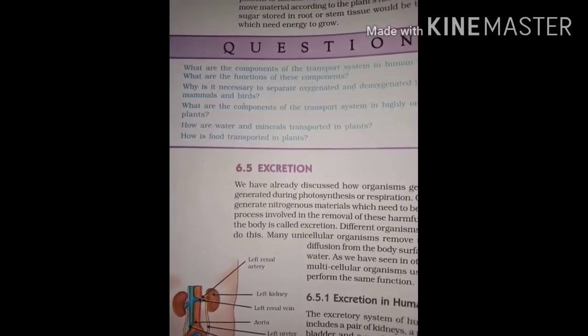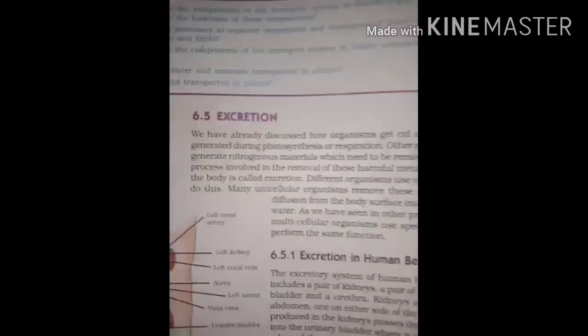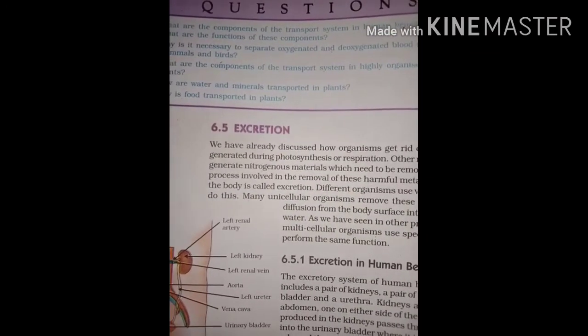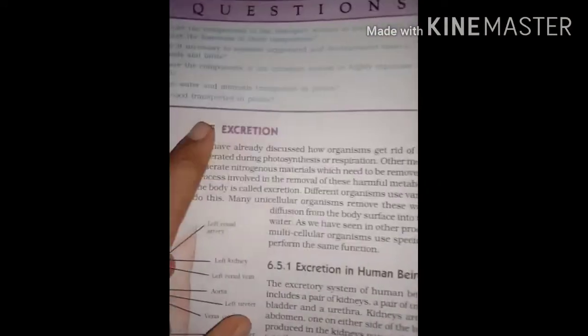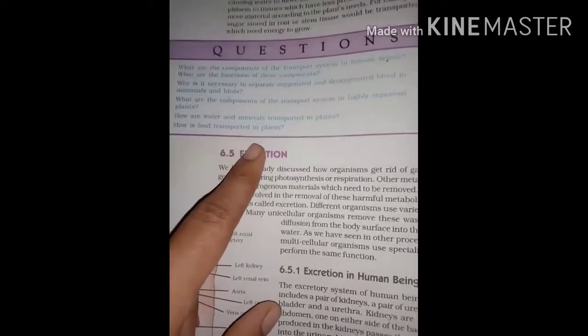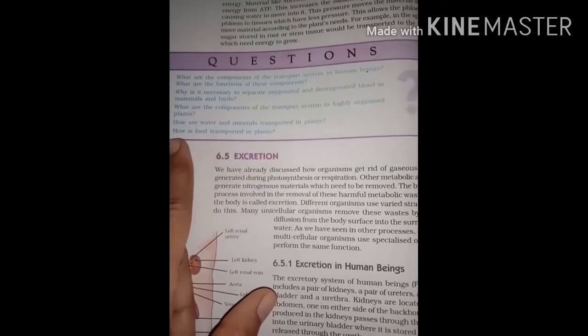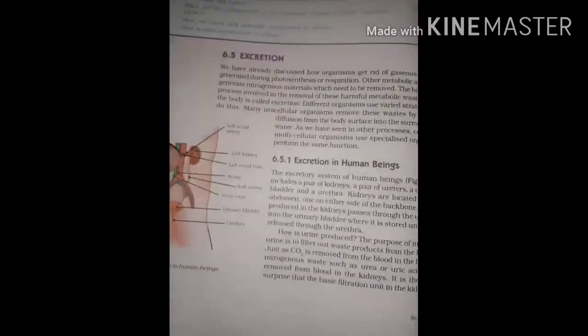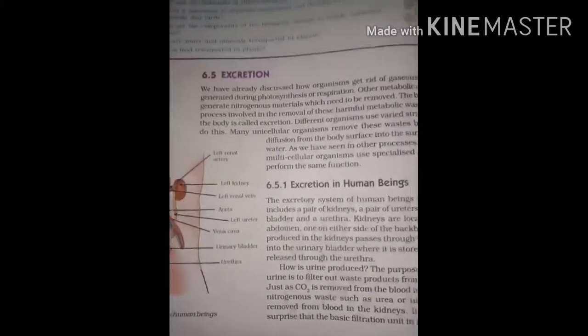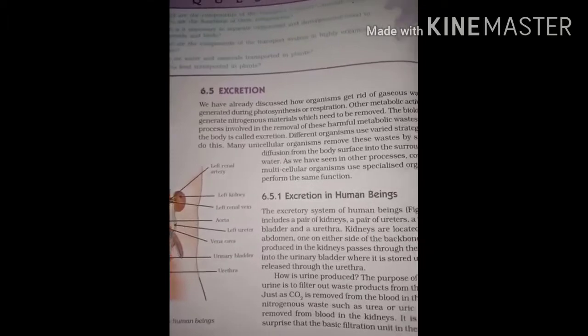Then, how is food transported in blood? How is food transported in plants? So what you have to write is the function of the phloem. Phloem is useful in the transportation of the food. Got it? Then excretion, how the excretion process takes place in human beings.